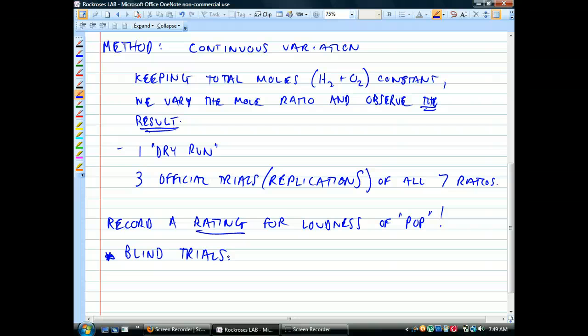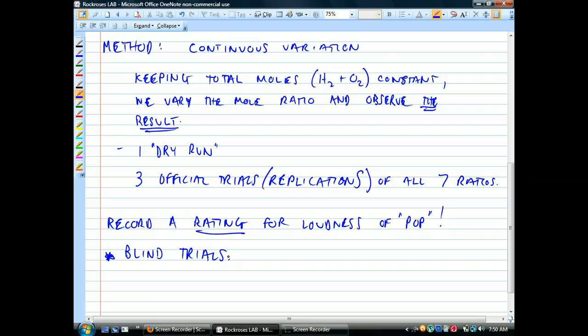Some people tend to hear all the sounds as the same loudness. If you're one of those people, then you probably shouldn't do the rating. In other words, if you start listening and you don't hear any difference at all, then let your partner do the rating. Otherwise you're going to get a level graph, and it should not be a level graph. So for blind trials, you can switch off if you want.